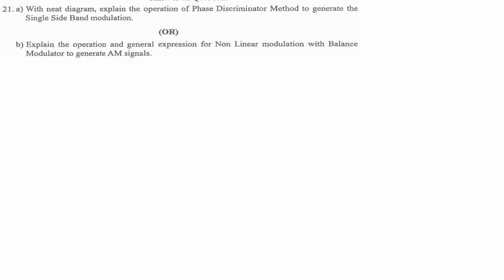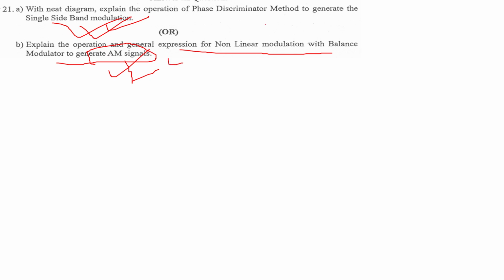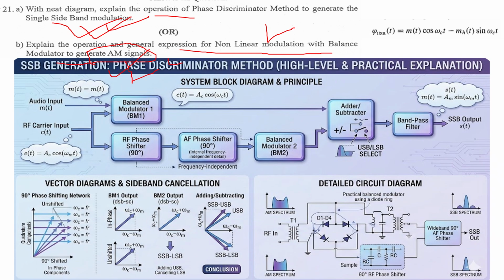So let's take the short questions. From unit first, you have to solve one question, this one or this one. The first question is the phase discriminator method to generate SSB. So how will you generate an SSB type of signal? That is the question. The either or is the expression for non-linear modulation, with a balanced modulator to generate an AM signal, right? So here you have to generate the AM signal using non-linear modulation, and there you have to generate the SSB, right? So two questions. So what is this SSB?